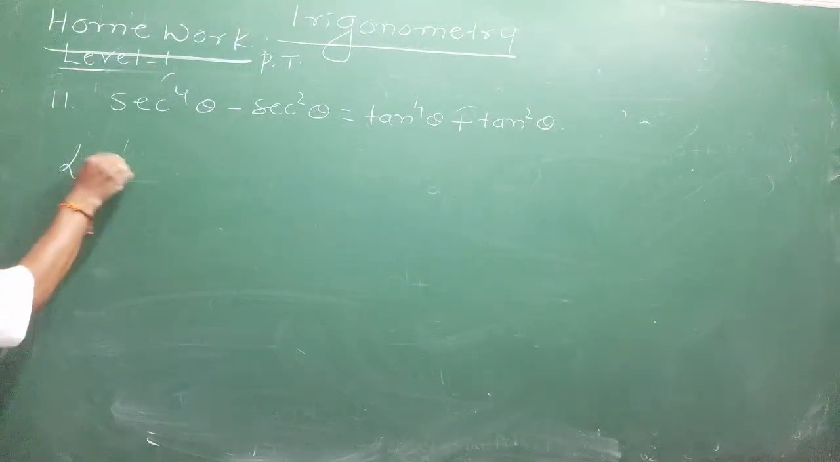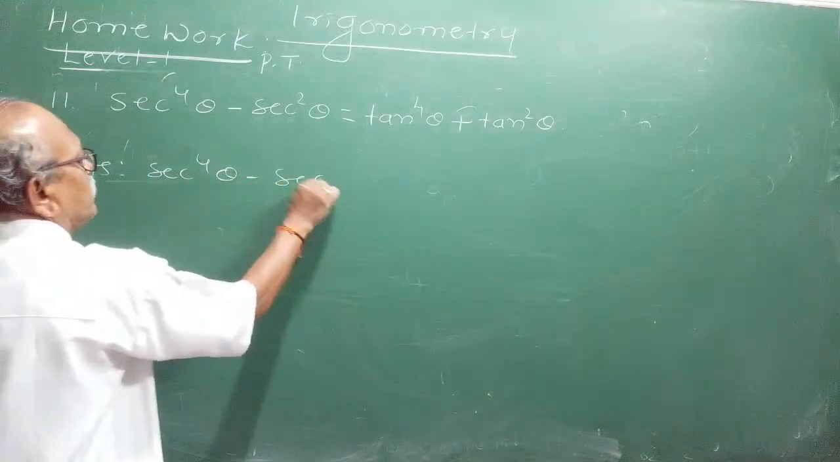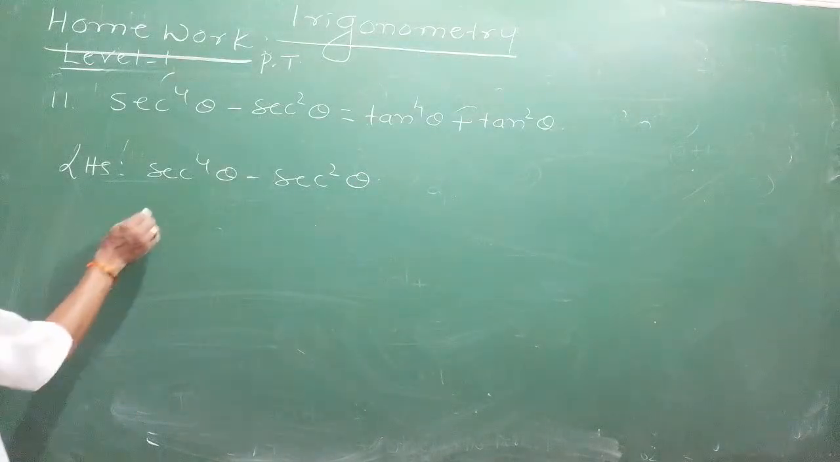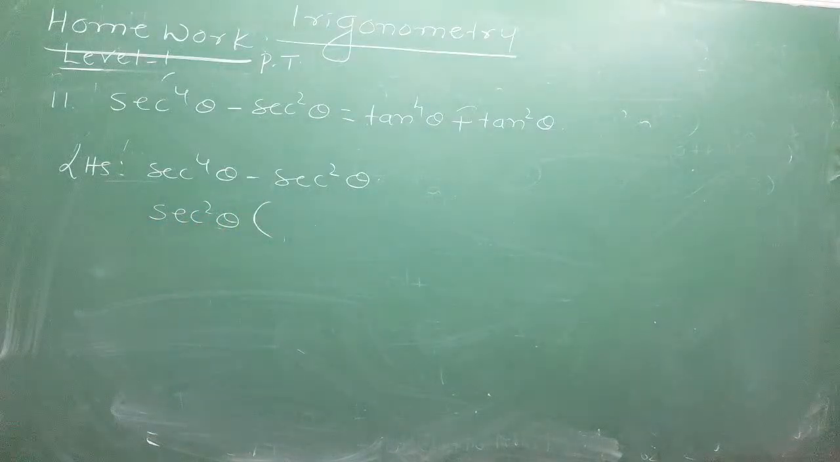Take the left hand side. It is given as sec raised to 4 theta minus sec square theta. Is there anything common in it? The common thing is sec square theta. Take sec square theta common. Yes, sir. How many of you solved? Show the thumbs up. Very good.